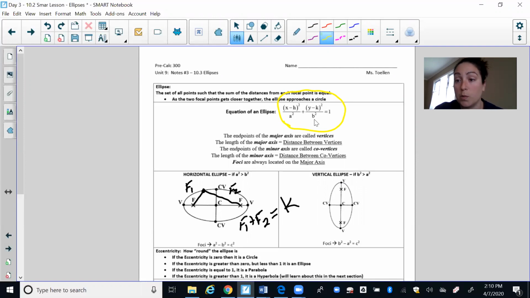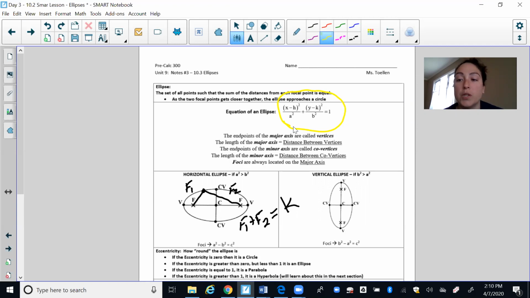In an ellipse, your a squared and your b squared will not be the same. If your a squared and b squared are the same, then it's a circle like we did right before spring break. So a little bit of vocab. The endpoints of the major axis are called the vertices. The length of the major axis is the distance between the vertices. The endpoints of the minor axis are called the covertices, and the length of the minor axis is the distance between your covertices. And your foci are always located on the major axis.